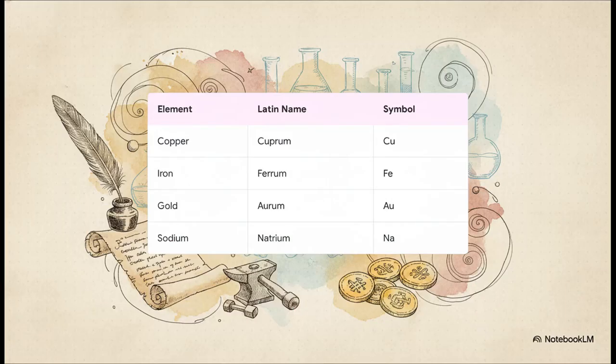Okay, so you might be looking at the periodic table and thinking, wait a minute, why is gold Au, or why is iron Fe? It seems random, but there's a good reason. A lot of these symbols actually come from their much older Latin names. So Fe for iron comes from ferrum, and Au for gold comes from aurum. It's a really cool little history lesson hidden right there in the symbols.